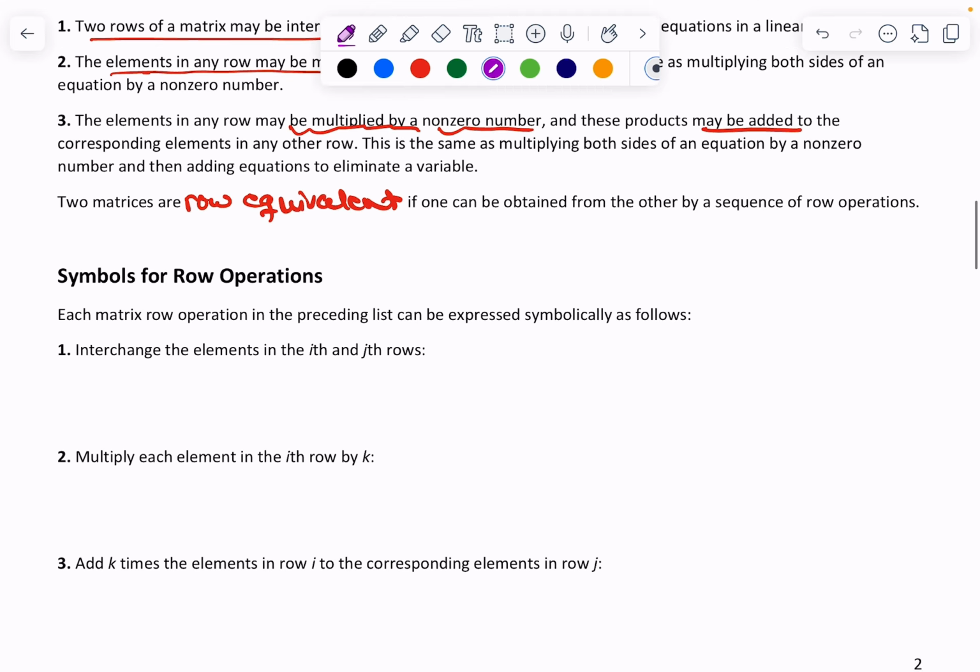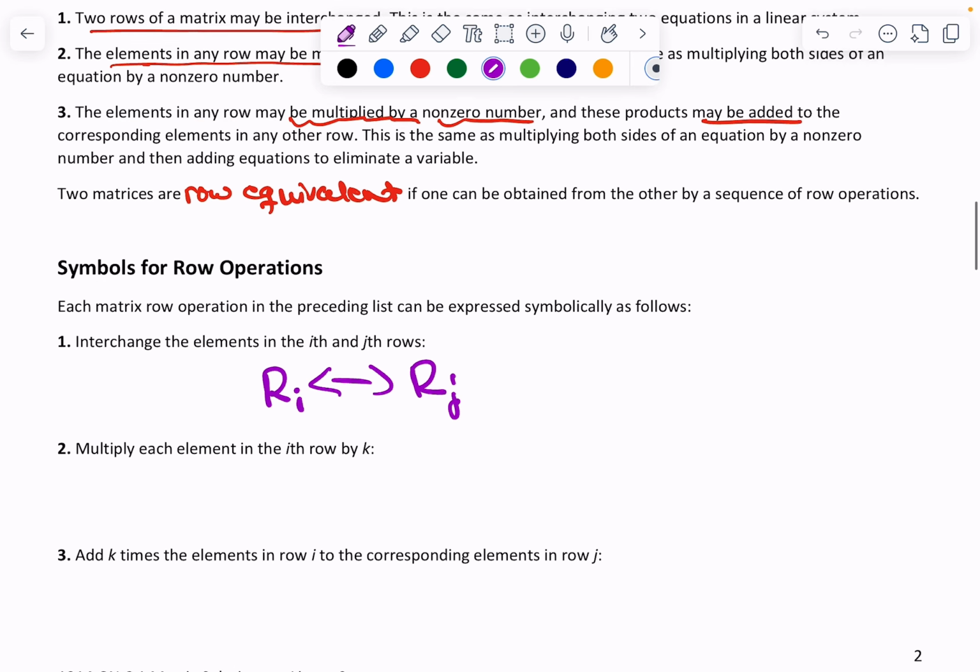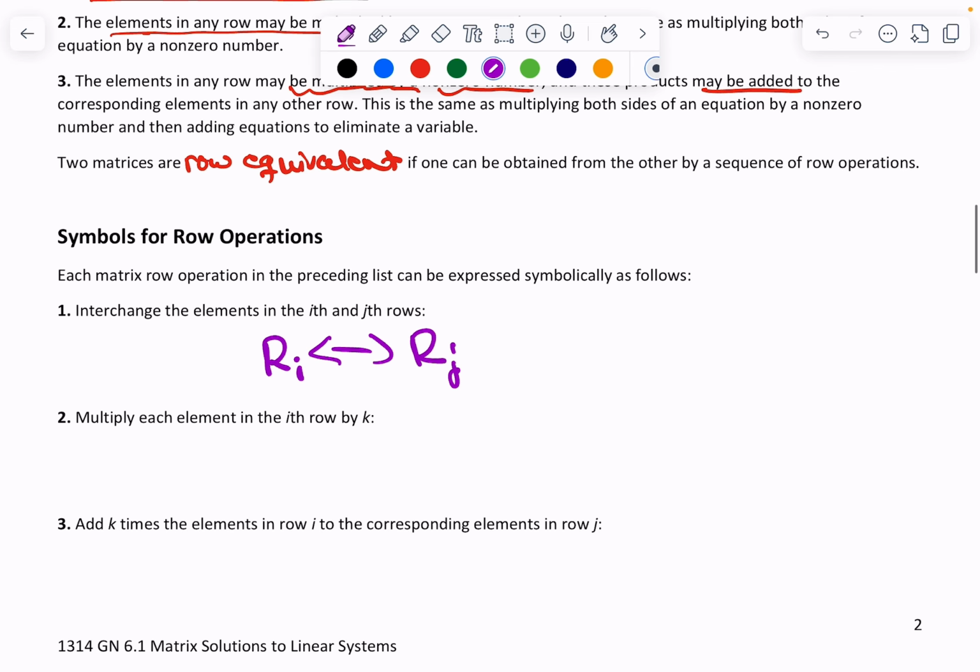We're interchanging the elements in the ith and jth rows. That means that we're going to write a capital R with a subscript of i, an arrow pointing each way, and then a capital R with a subscript of j. So this means that we interchange the elements in the ith and jth rows. Then we can multiply each element in the ith row by k, so that would be k times Ri.